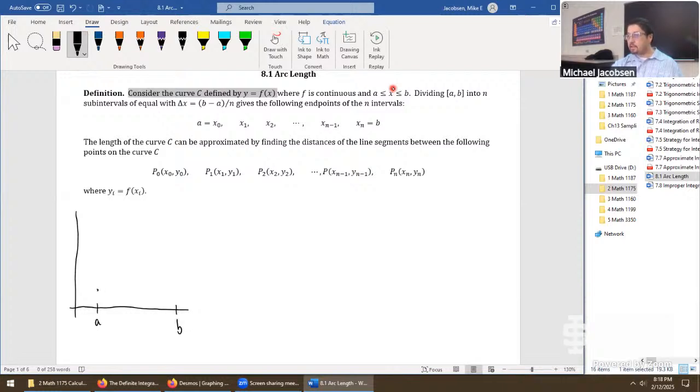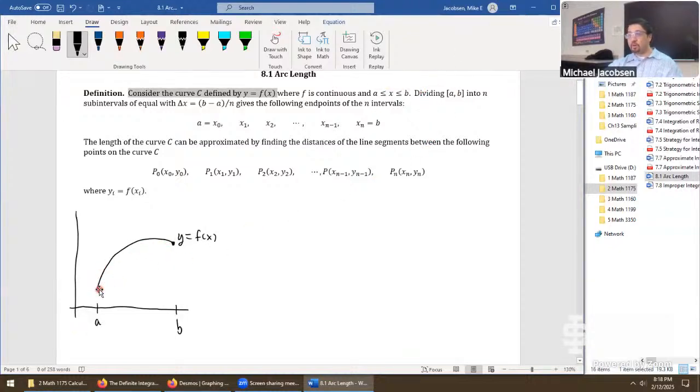Here's the b. The function, I'll plot in this kind of way. Here's y equals f of x. So we start with the curve. There it is, a nice continuous curve from a to b.